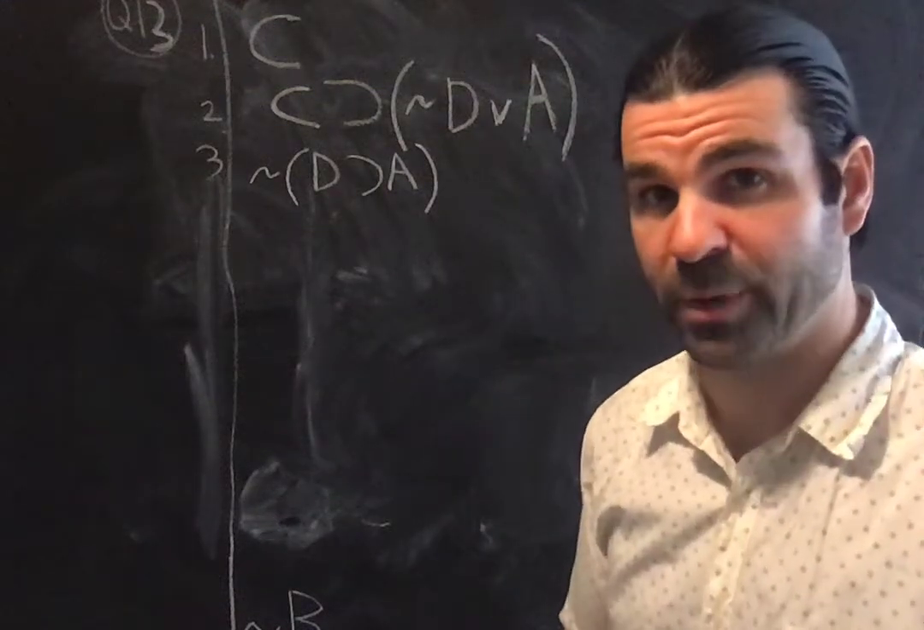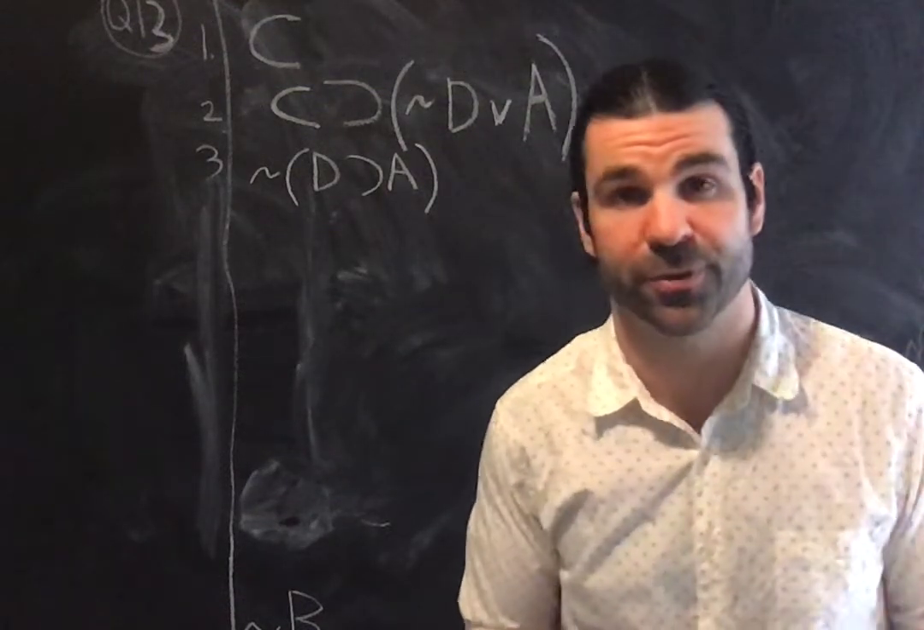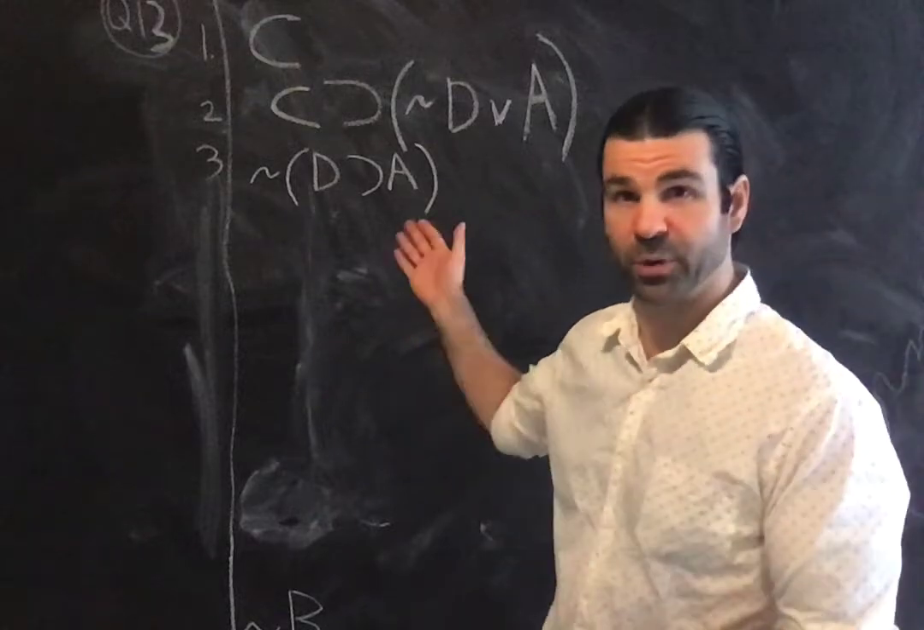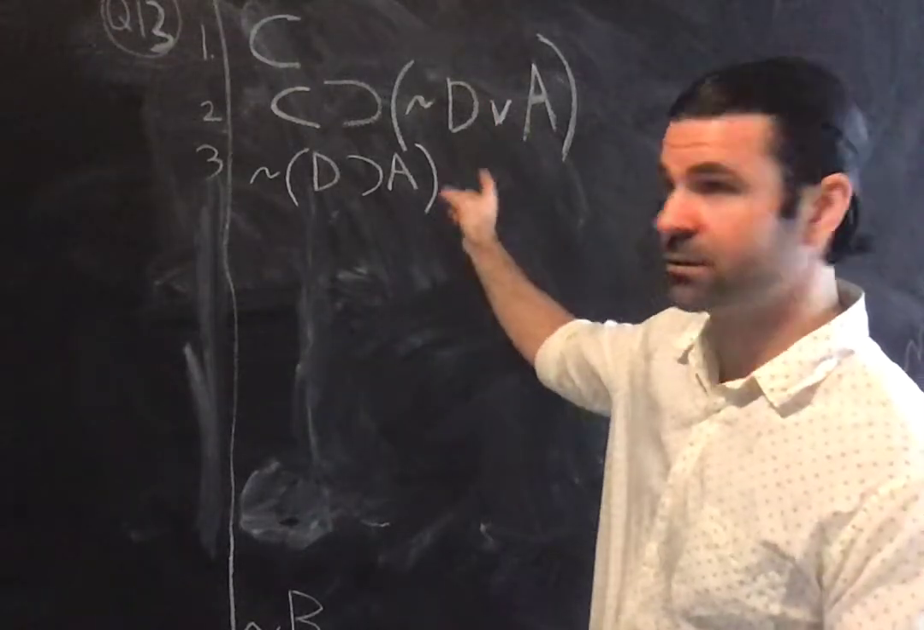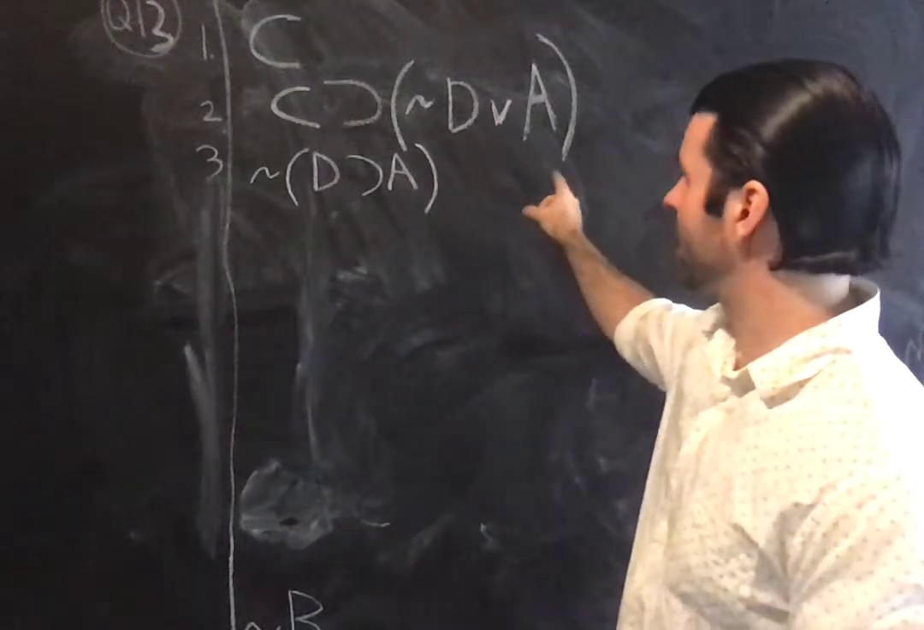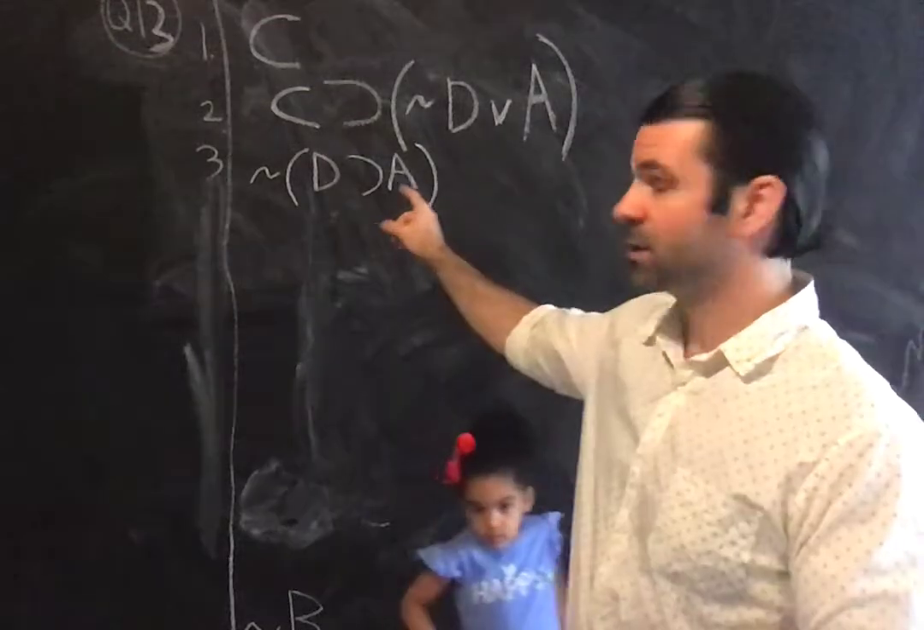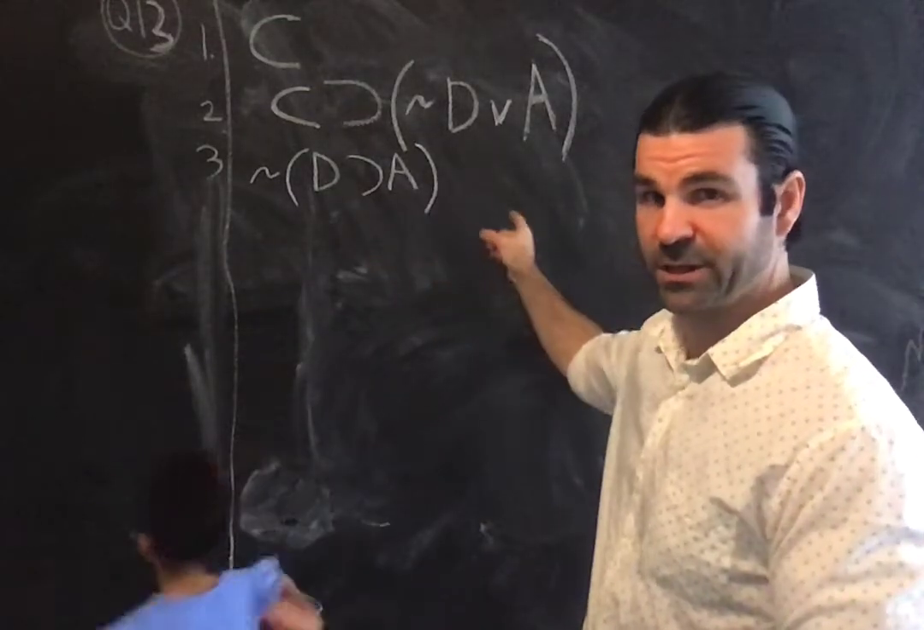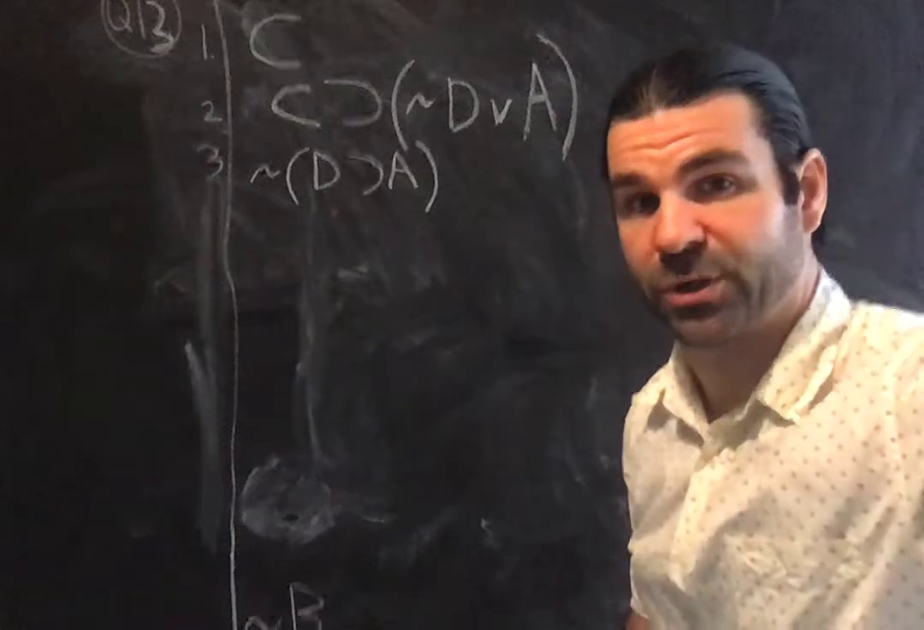Practice exam 2, part 8. We're on question 13. We have our premises listed. C, if C, then either not D or A. Not if D, then A. And our conclusion is not B.